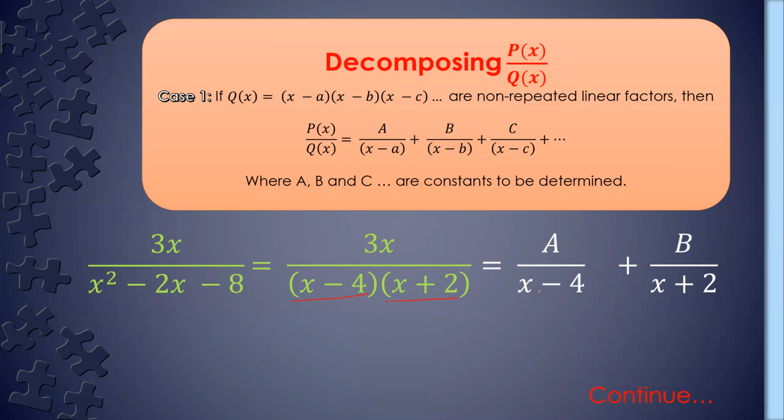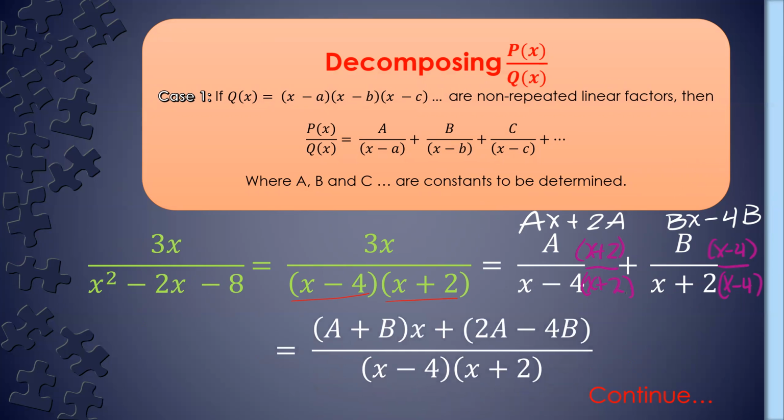Anyhow, suppose we were getting that common denominator. We multiply the first by x plus 2 over x plus 2, and the other one by x minus 4 over x minus 4. Suppose we distribute out the a, we will have ax plus 2a. And then we have bx minus 4b. When we factor out the x term, we have a plus b, and then the constant is just what it is.